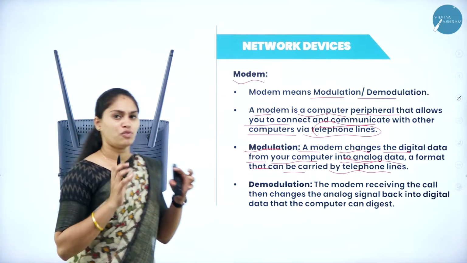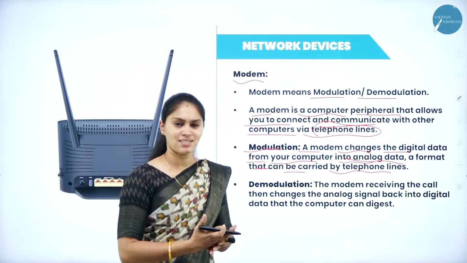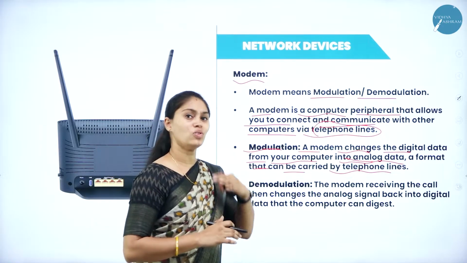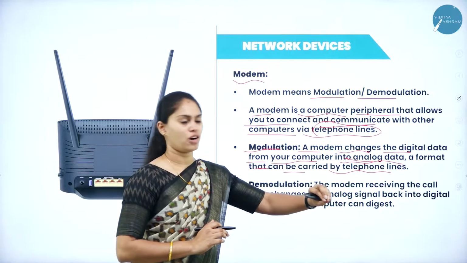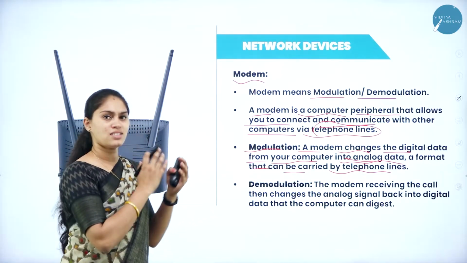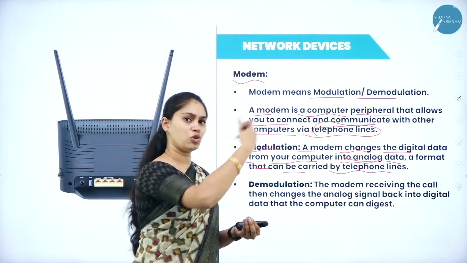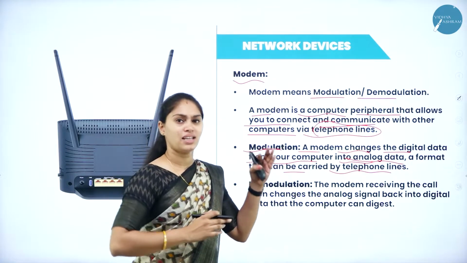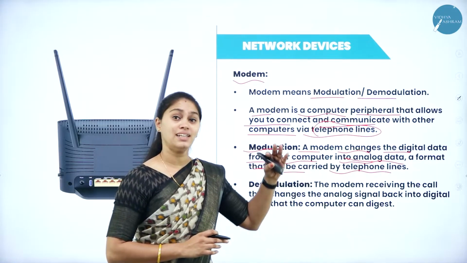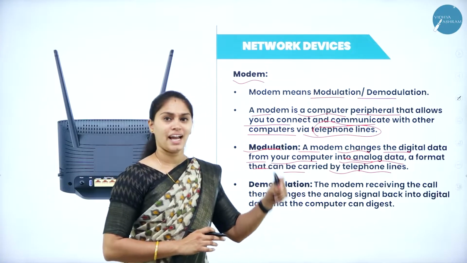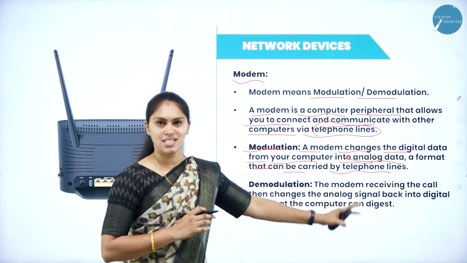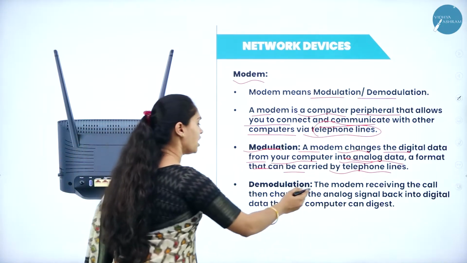As I told you, from the computer I generate a digital signal. That digital signal is converted into an analog signal, and that is carried throughout the telephone lines. That method is known as modulation. But once it reaches another computer system, the receiver can understand only digital signals. It will not understand any analog signal. At that time, I need to change the analog signal back into a digital signal.